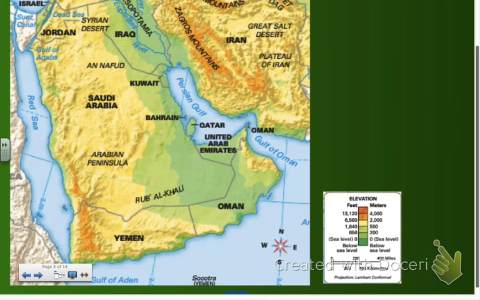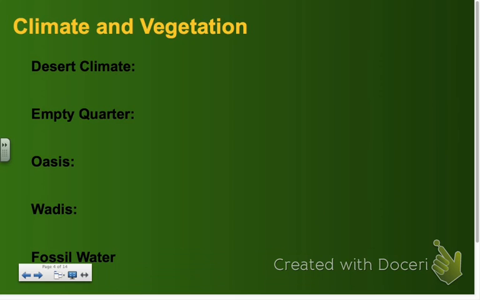All right, we're going to go to the next slide. And on the next slide, what you're going to find there are 5 vocabulary terms that you want to make sure that you have in your notebook. Desert climate. We've talked about what the desert climate is. If you don't remember, go back into your text and write that into your notebook. The empty quarter. I circled the empty quarter on the map for you. You want to go back and take a look at that. An oasis. Wadis and fossil water. We will definitely see most of those 5 vocabulary terms again on a test or a quiz. So make sure that you are aware of what they are and that you can identify them.